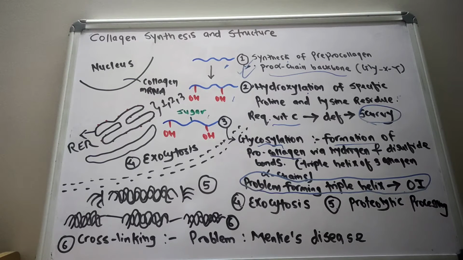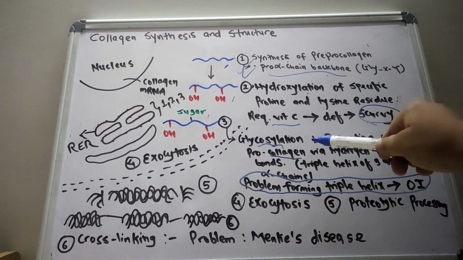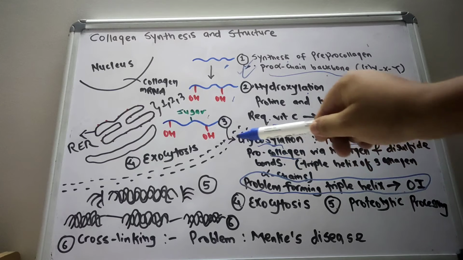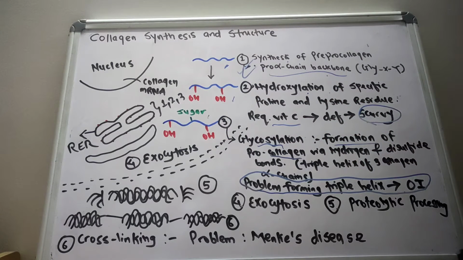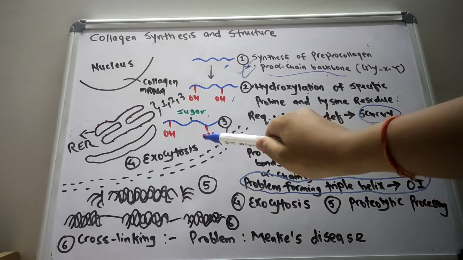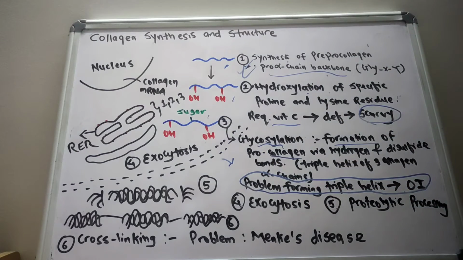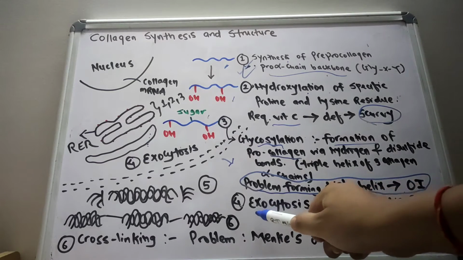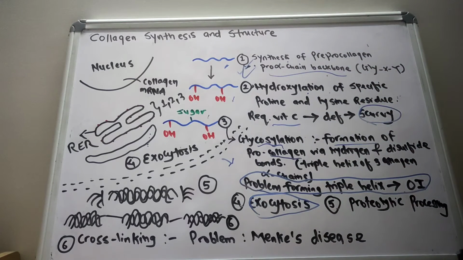So again, I am going to repeat it. The synthesis of the pre-procollagen, the hydroxylation, and the glycosylation that leads to formation of the procollagen occur in the rough endoplasmic reticulum, inside the cell. After formation of the procollagen, exocytosis of the procollagen to the extracellular space occurs with the help of the Golgi body. You should know that the Golgi body helps in the transport of various protein materials outside the cell. This is the basic concept you should know.